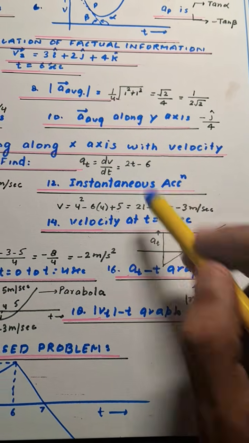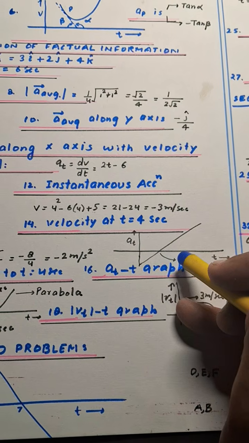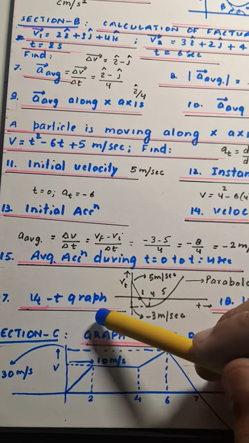So a(t) is 2t minus 6, so the graph will be a straight line as shown in the figure, and at t is equal to 3, a(t) will be 0, that will be the graph. Next is the v(t) versus t graph.